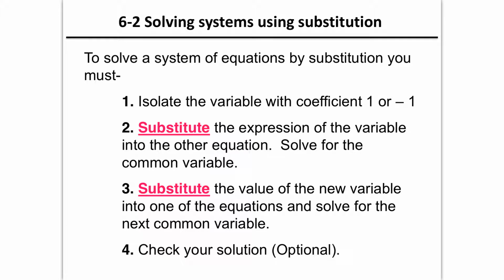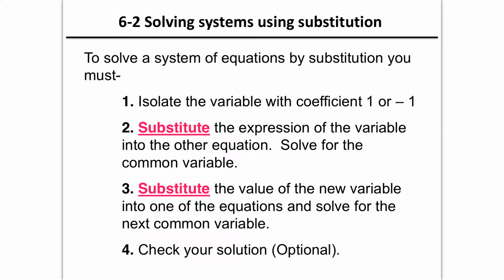Let's go ahead and look at step number 1. When you solve by substitution, you must isolate the variable that has a coefficient of 1 or negative 1. Remember that a system has 2 variables. It might have an x, it might have a y, it can be different variables. It can have an a or a b, it can have an m or a p. But you just want to find the variable that has a coefficient of 1. What is the coefficient? That's the number in front of the variable, or it might be a negative 1.